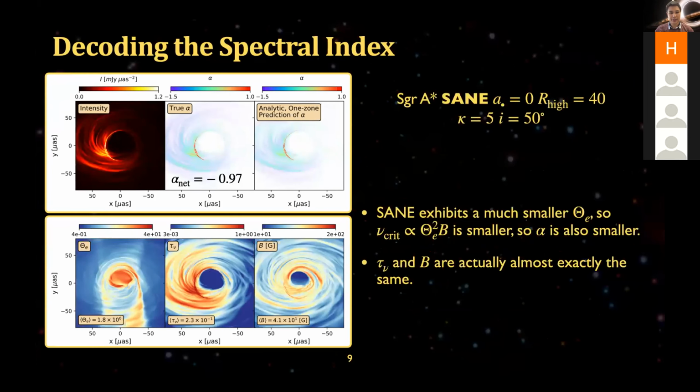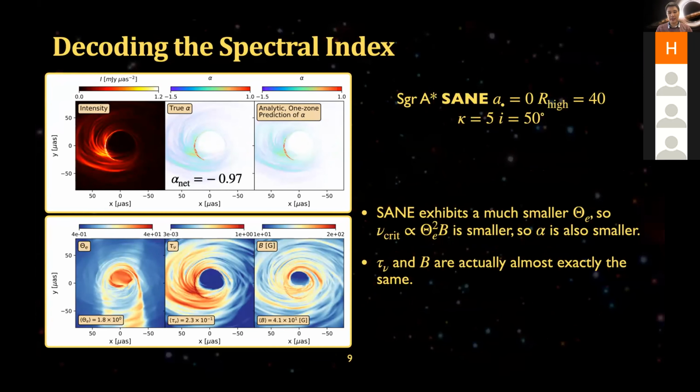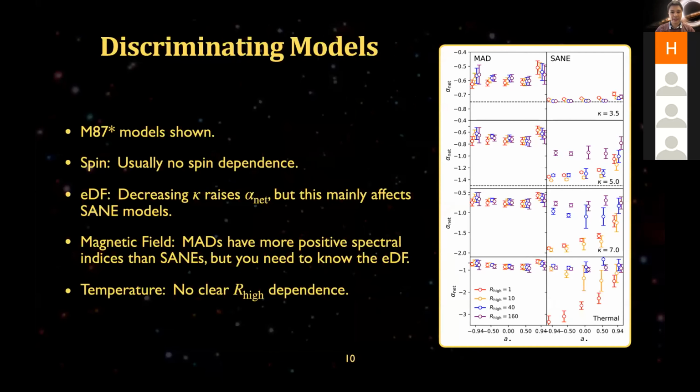And if I were to flip back and forth between the two, the SANE has an alpha net of -1, the MAD -0.3. The main difference is the temperature, which varies by an order of magnitude. And there's this characteristic frequency for synchrotron that goes as the temperature squared times the magnetic field strength, which matters a lot for the spectral index. And so it is this which is driving the difference here.